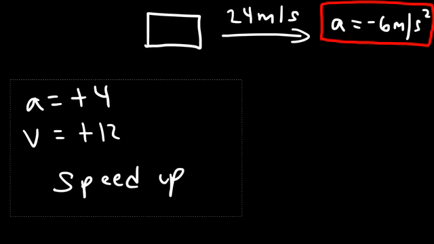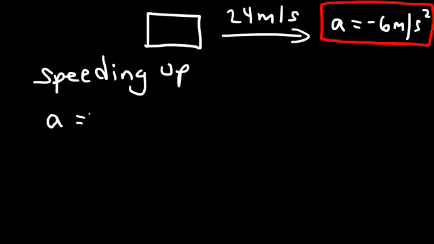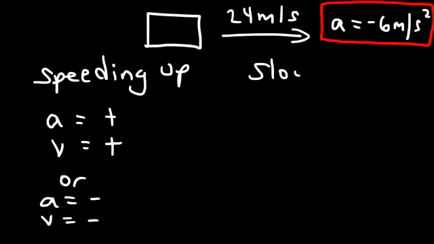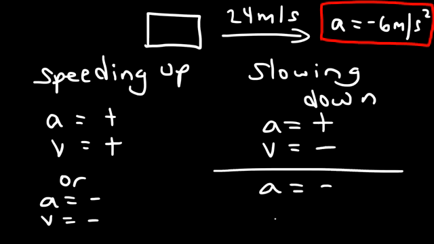So you may want to write this down. The object will be speeding up, that is, the speed will be increasing, if acceleration and velocity have the same signs, if they're both positive or if they're both negative. The object will be slowing down if the acceleration and velocity have opposite signs, either positive and negative or negative and positive. And this example will illustrate that.